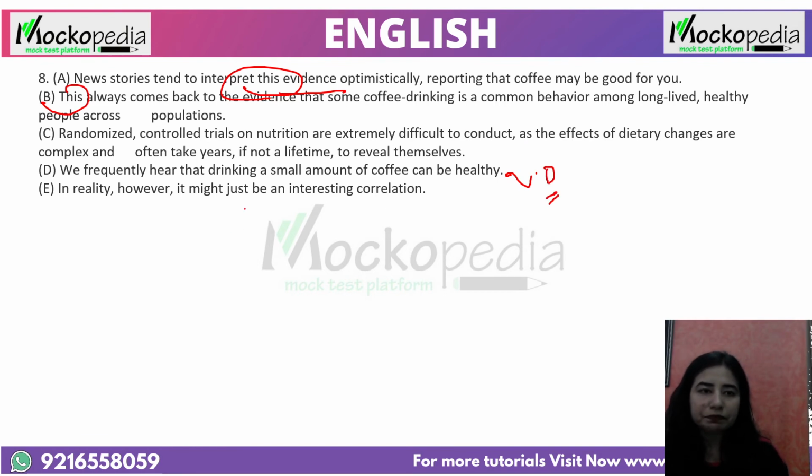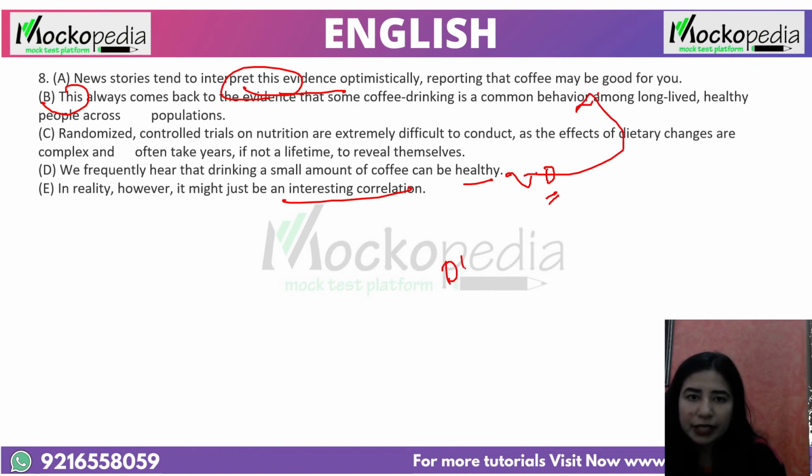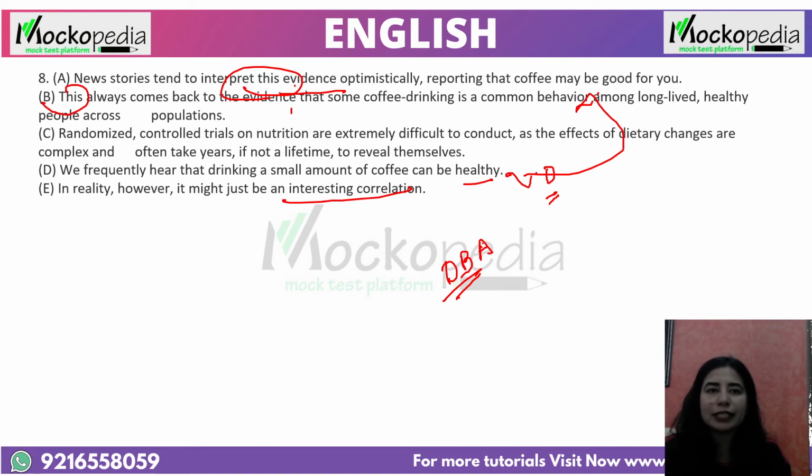Let's further see. In reality, however, it just might be an interesting correlation. So we have to look for the correlation. So let's find out how the correlation will fit in. So it's saying that a small amount of coffee can be healthy. This comes to now how healthy, that B is illustrating. So we can say that D and B can be a mandatory pair, and we have already concluded that D is going to begin the discussion. Now interpret this evidence. Which evidence? Evidence is being talked about in B. So A has to definitely come after B, right? So are you able to see how we are taking clues from these little details which are helping us solve the question?